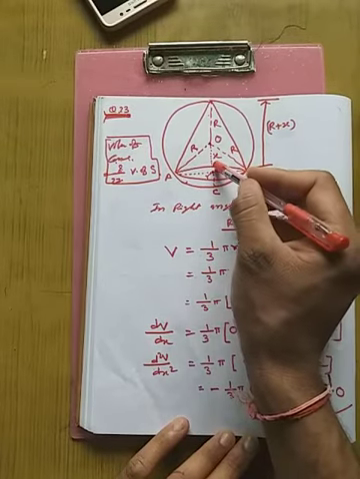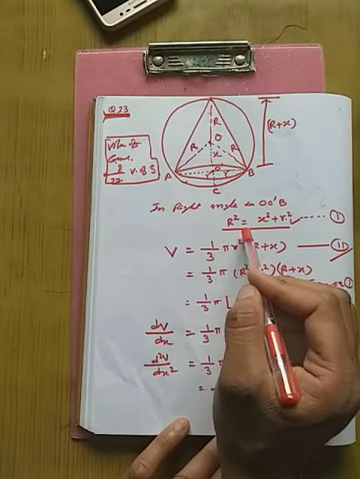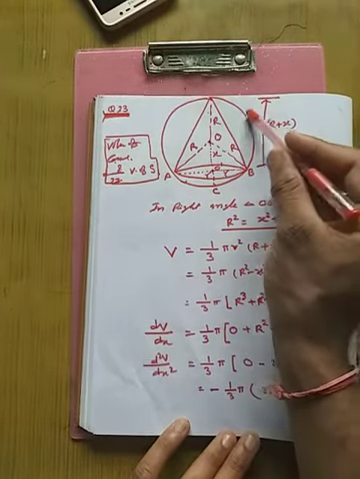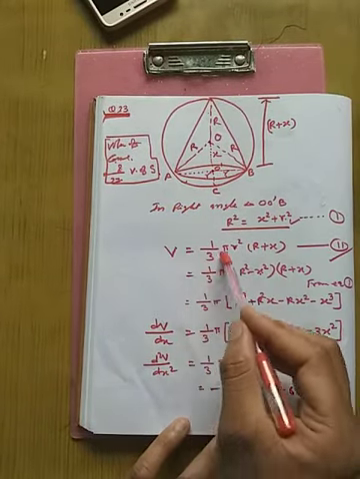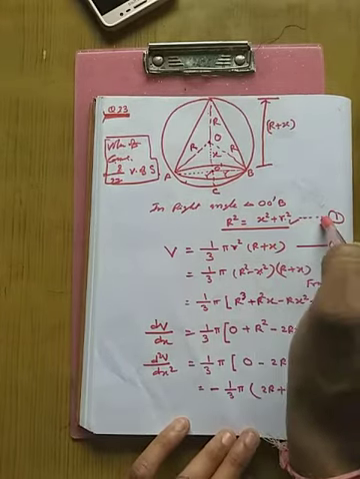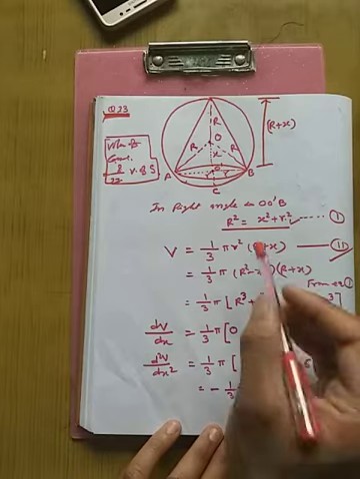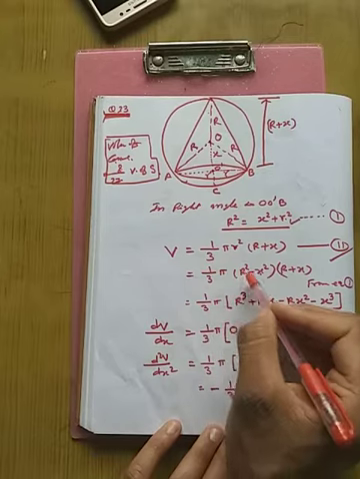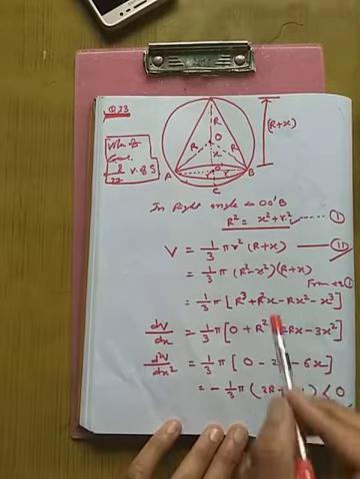Let OO dash be x. Therefore, in right angle triangle OO dash B, capital R square equal to x square plus small r square. Here the height of the cone is capital R plus x. Now the volume of the cone is 1 upon 3 pi r square h, h means capital R plus x. So by the help of the first equation, I will change one variable in respect of another variable, that is, I am changing small r in respect of x. 1 upon 3 pi, R square minus x square, into R plus x. You will multiply this, and after multiplying, you will get this result.